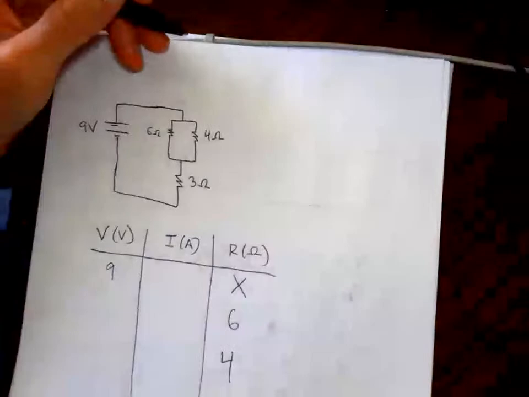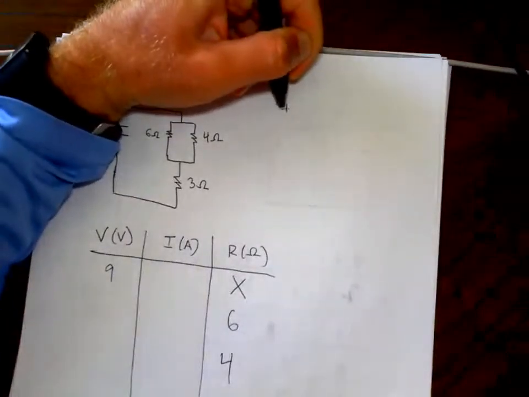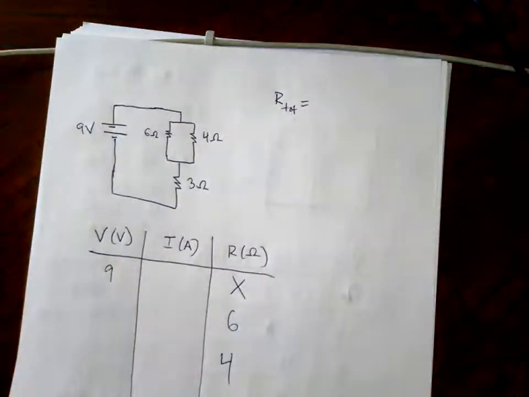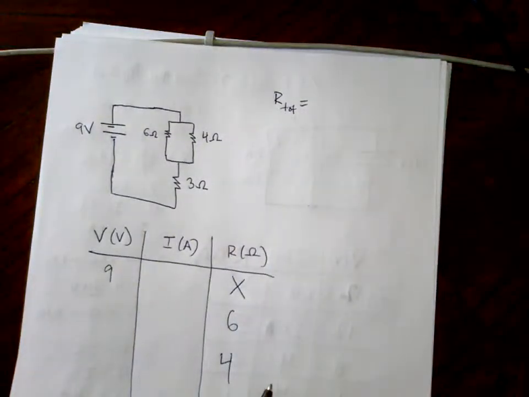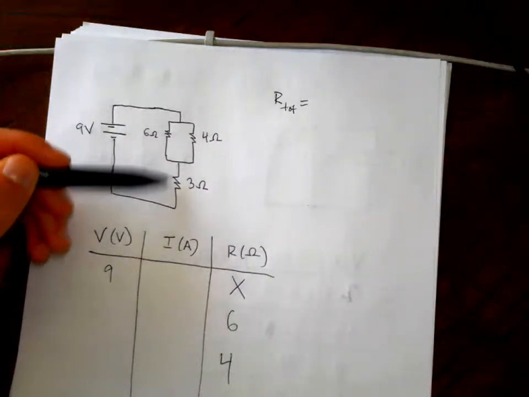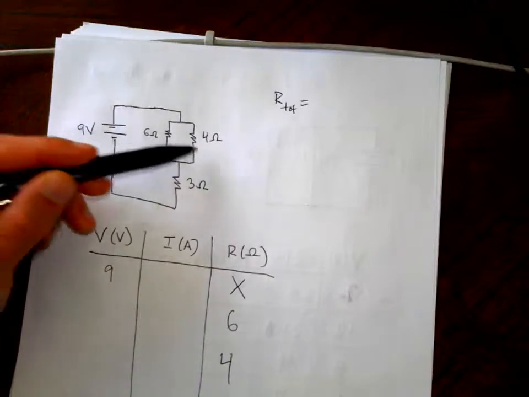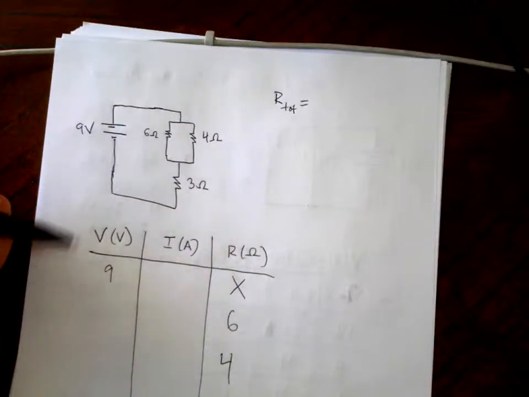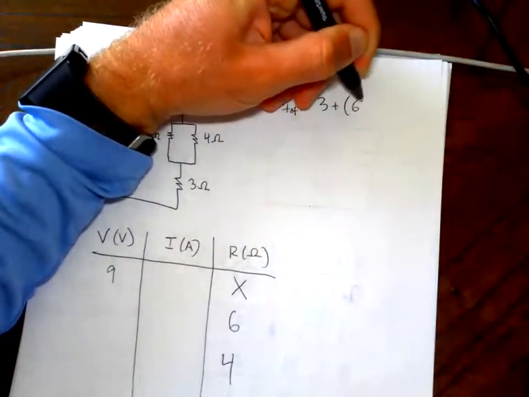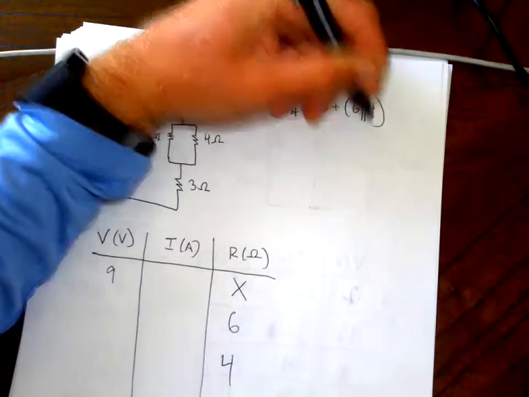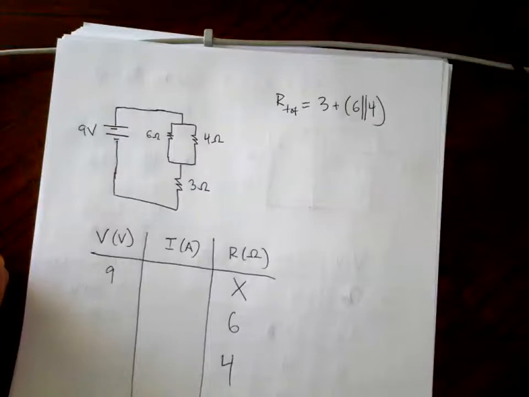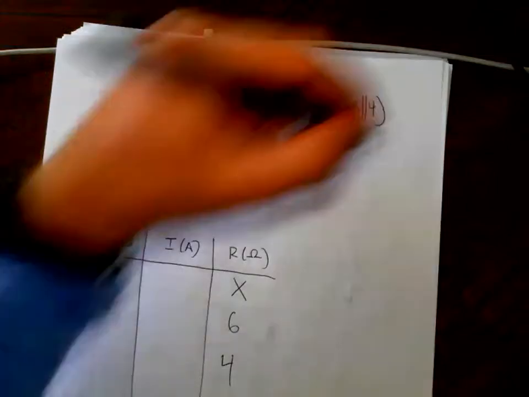So let's figure out, first of all, what is the total resistance of this circuit? Okay. The total resistance, you can see that this circuit has a resistance of 3 ohms in series with 6 and 4 in parallel. So I could write that as 3 plus 6 in parallel with 4. Like that. That's a total resistance of 5.4 ohms.